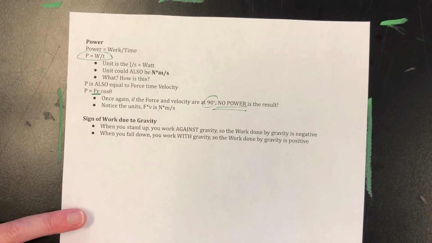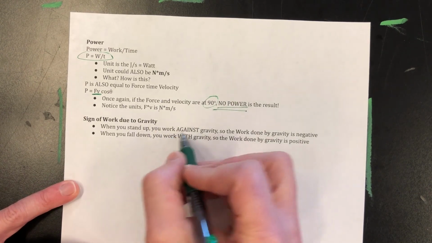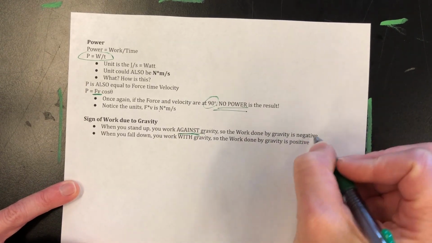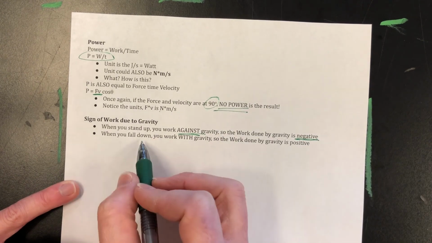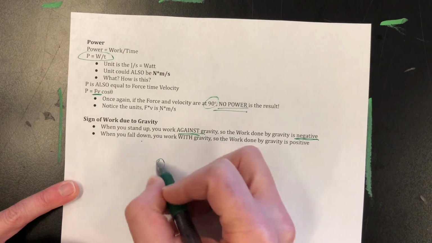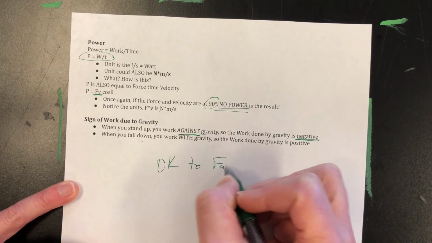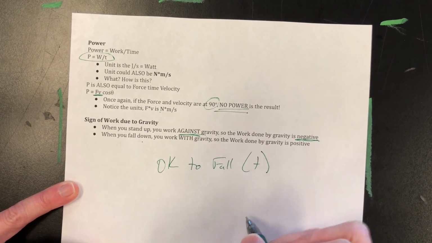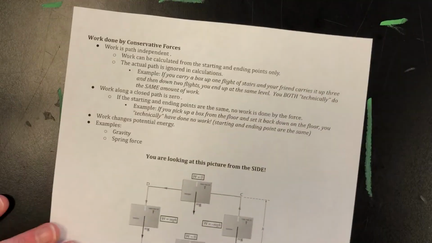The sign of work due to gravity: when you stand up, you work against gravity, so the work done by gravity is negative. When you fall down, you work with gravity, so the work done by gravity is positive. So it is okay to fall. That makes it positive.